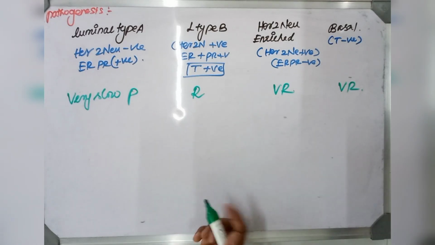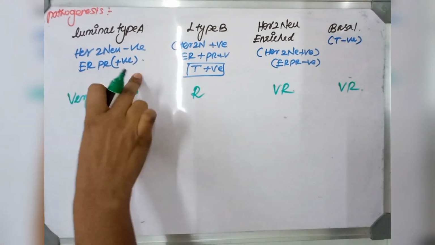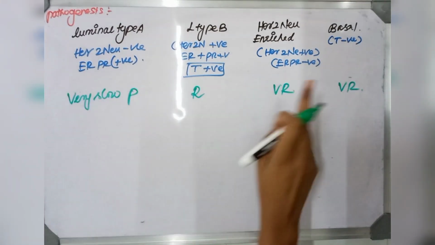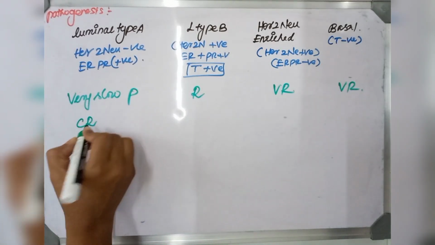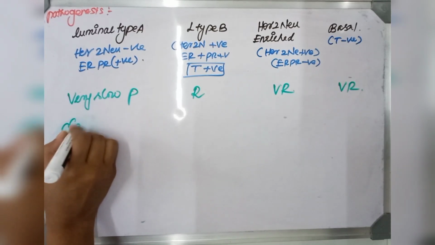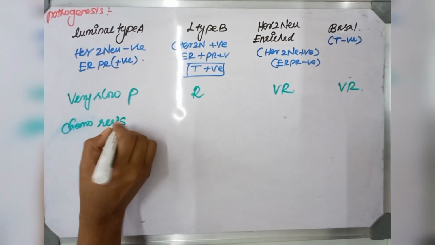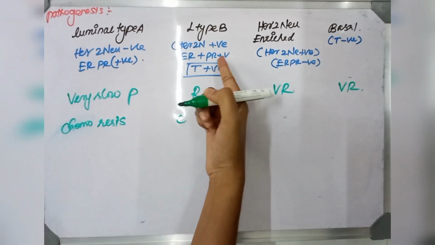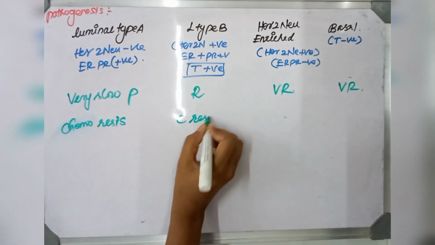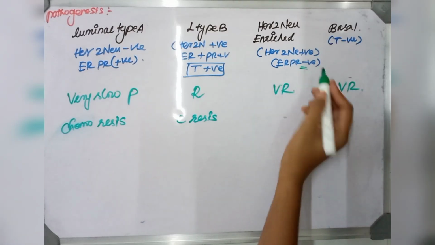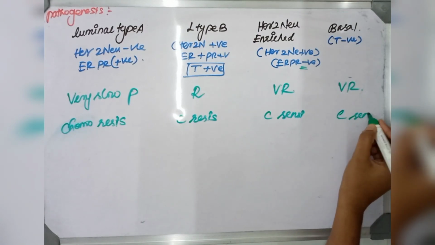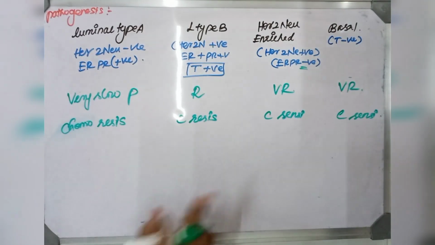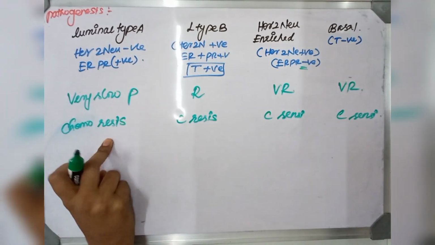Then let us see about chemoresistance. ER/PR positive means it shows resistance. ER/PR negative means it shows sensitivity. So here, chemoresistant. Okay, that's it. Here again this is also positive, right? ER/PR positive, so chemoresistant. This shows negative, so chemosensitive. This negative, so chemosensitive. This is about chemoresistance.